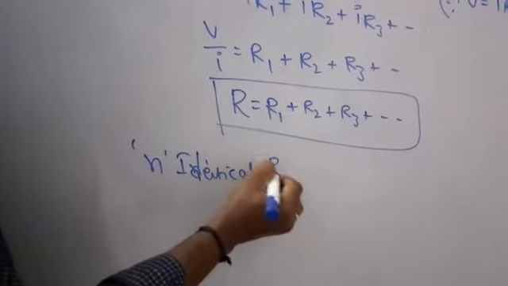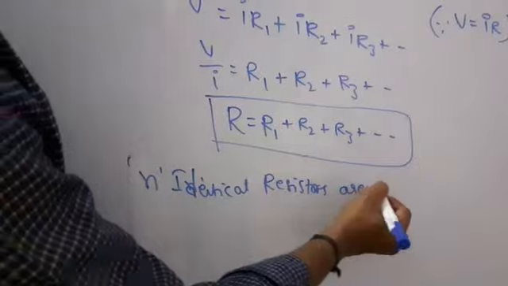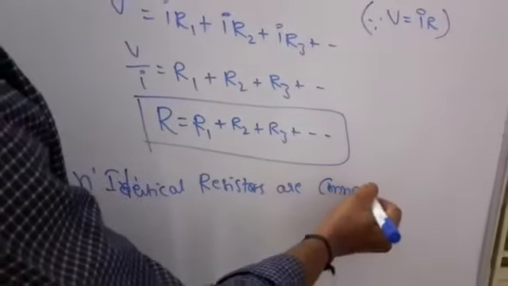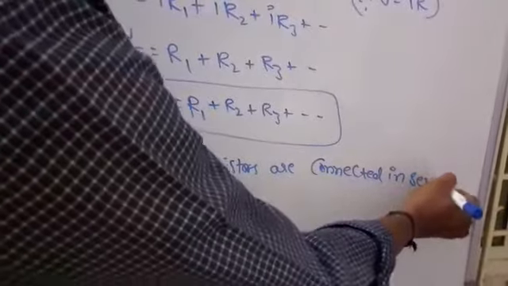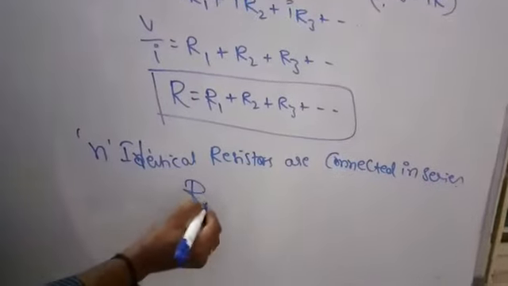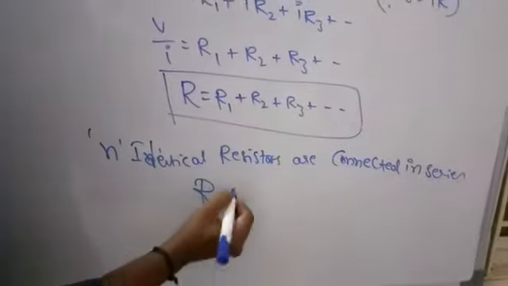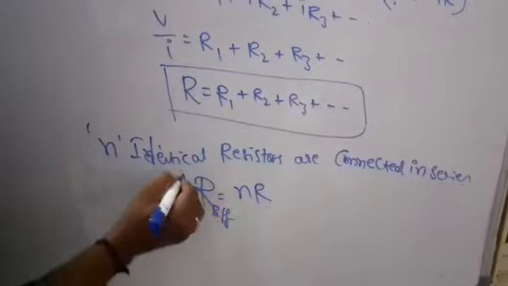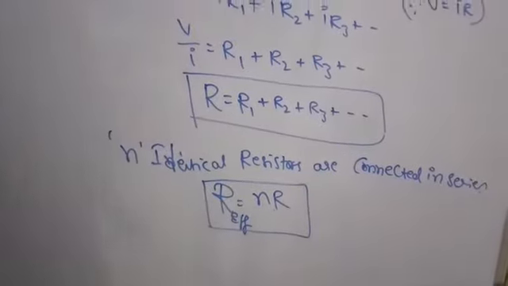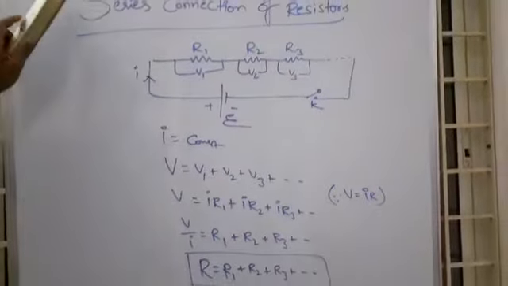For example, n identical resistors are connected in series. The effective resistance is equal to R, 2R, 3R and so on, that is, nR. So this is the effective resistance in series combination.